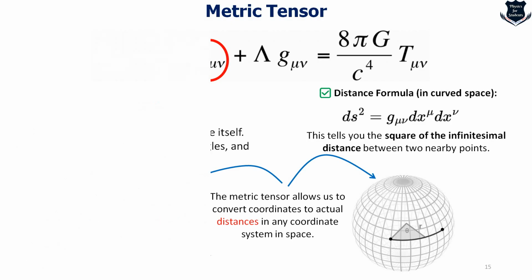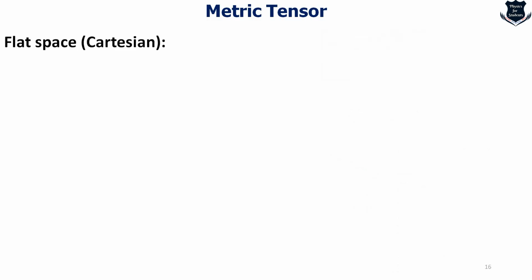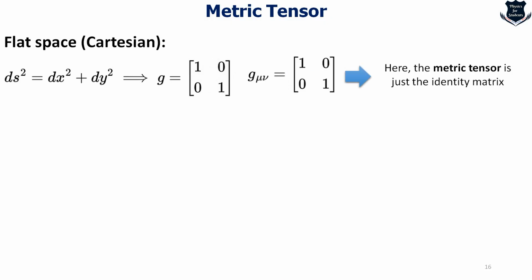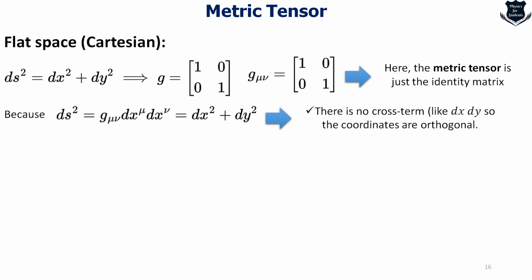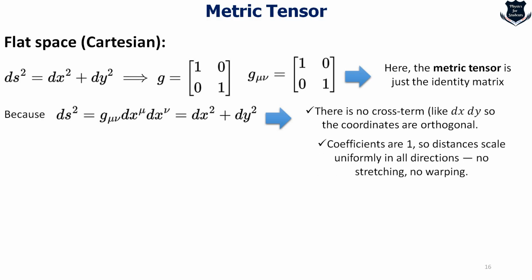So if I go a little bit mathematically to understand, in a flat space, if I take a Cartesian coordinate and I use the Pythagorean theorem, we get something like this. Now you can see this is simply an identity matrix. Why? Because ds squared equals dx squared plus dy squared. Isn't it? Now if I take a curved space, something like a sphere, there are no off-diagonal terms, and the coefficients are 1, so distances are uniform.